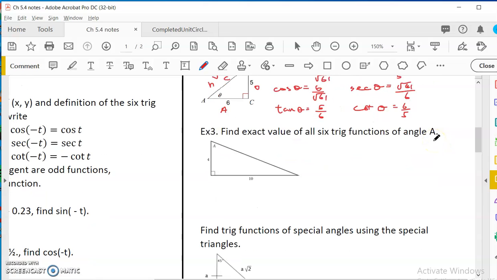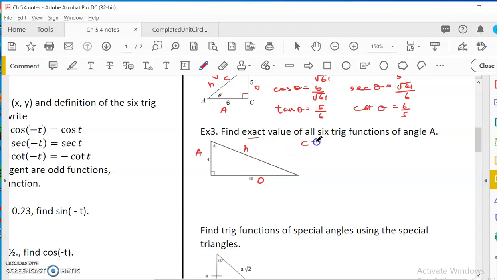Example 3, again, find the exact value of all 6 trig functions of angle A. Where is angle A? Well, actually, angle A is here. So in this case, what is opposite to A would be this one. So this becomes opposite, although it's horizontal, it is opposite. And this is adjacent to A, and we have the hypotenuse C.